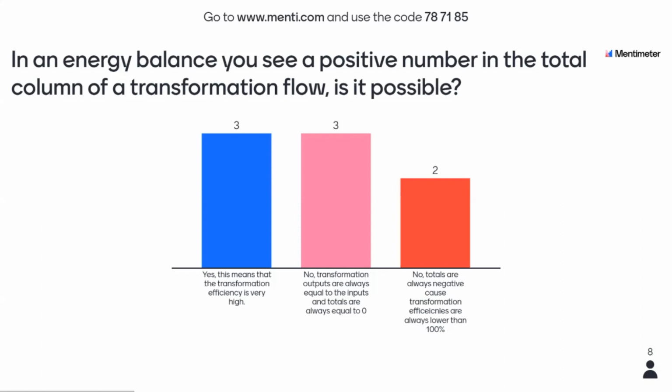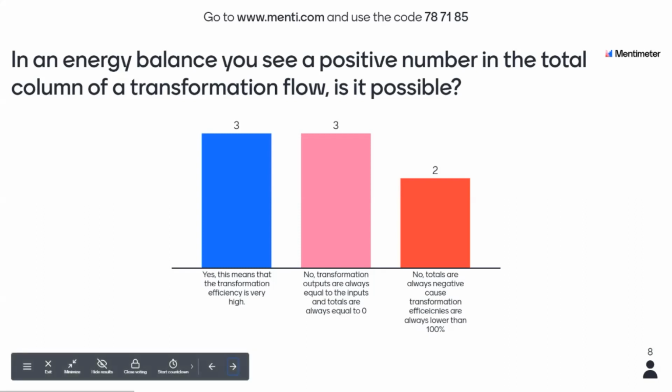And this is a really important and also complicated part of reading energy balances, but it will give you the opportunity to be able to estimate the efficiency of the transformation processes that are happening in your country by looking at the losses that appear somehow in the total column as a negative number.